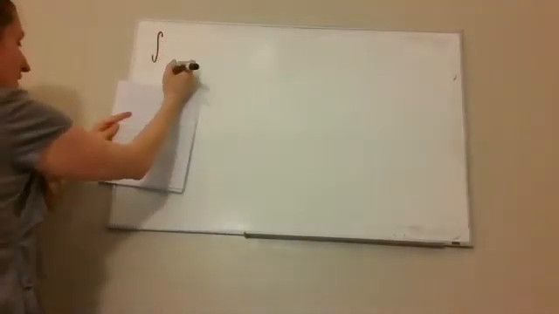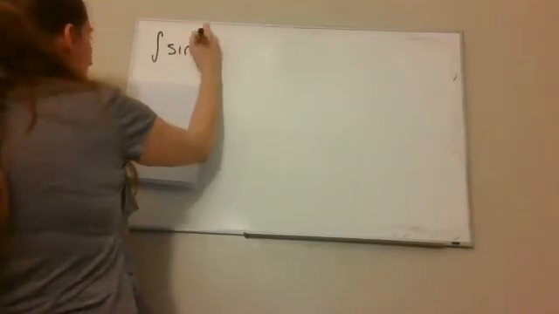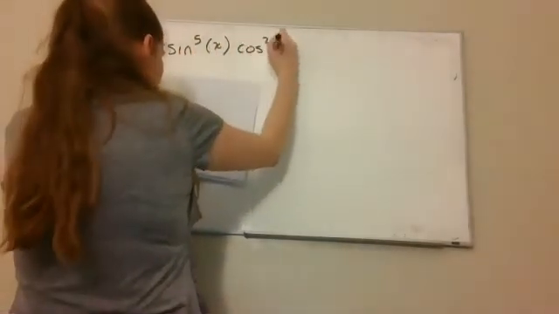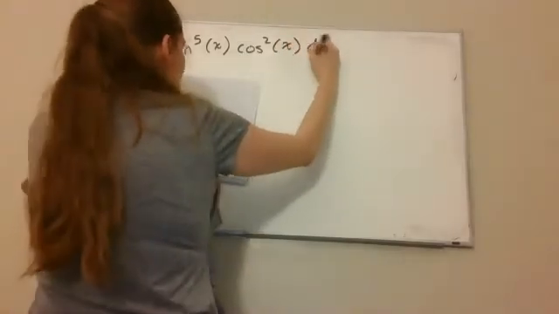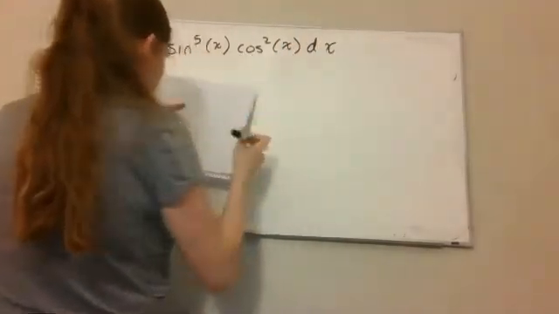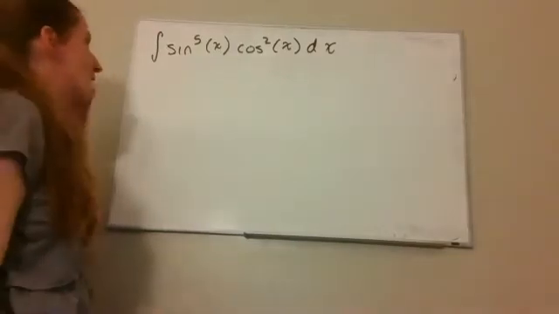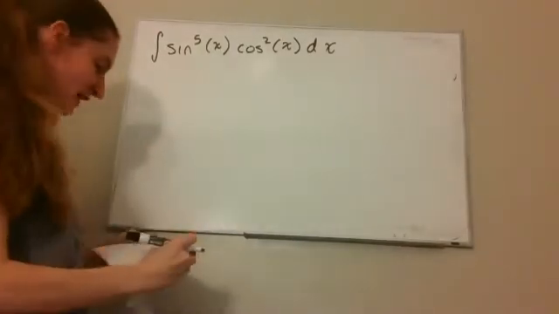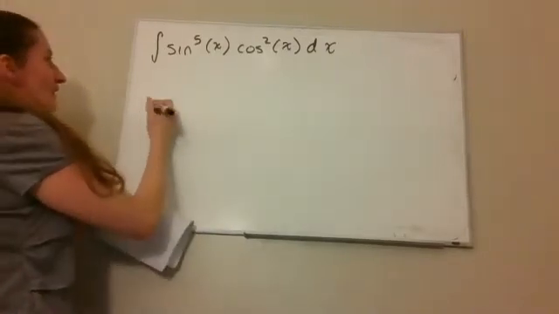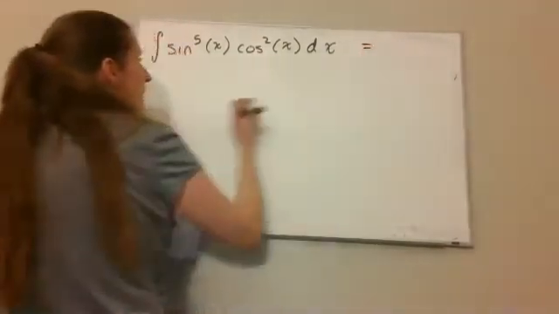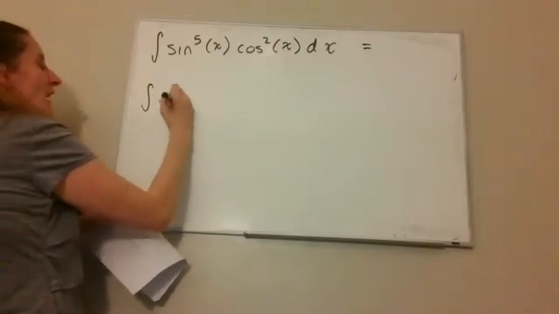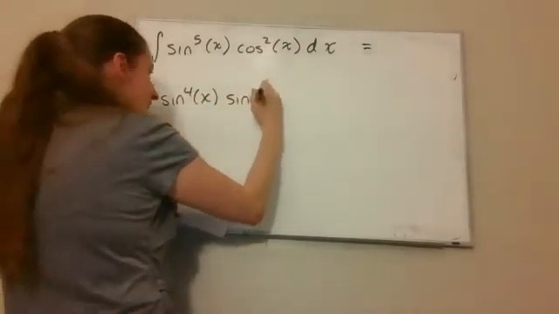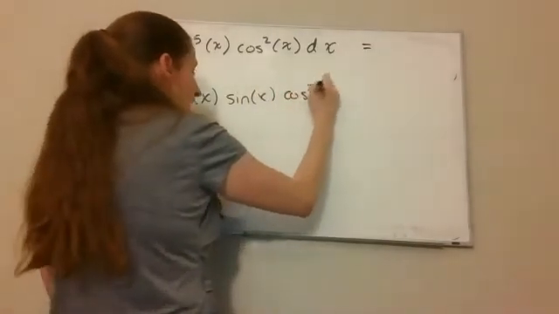Let's do the integral of sine to the fifth times cosine squared dx. Now I'm going to use kind of the same trick I did in the last one. I can rewrite this sine to the fifth as sine to the fourth times sine. So I have a sine to the fourth, a sine, and a cosine squared.